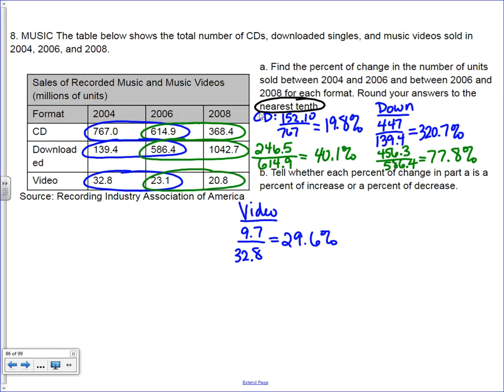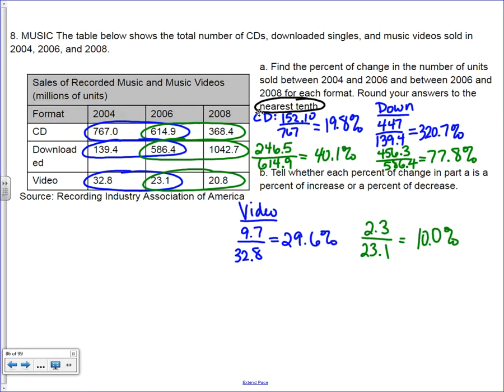And lastly here, we're going to go 2006 to 2008. Subtract to find the change, which is 2.3. Divide by the original in 2006, which is 23.1. When you divide those, then move your decimal, you get about 10.0%.